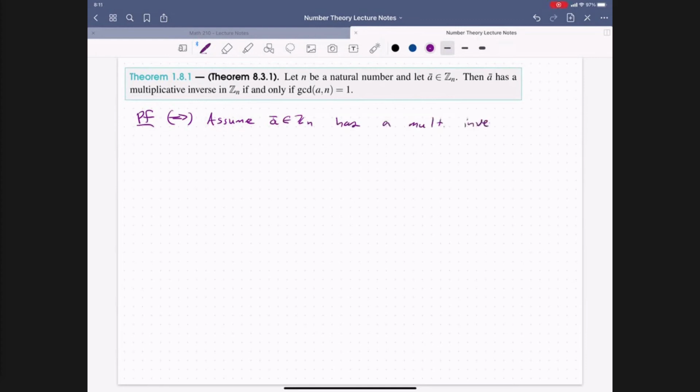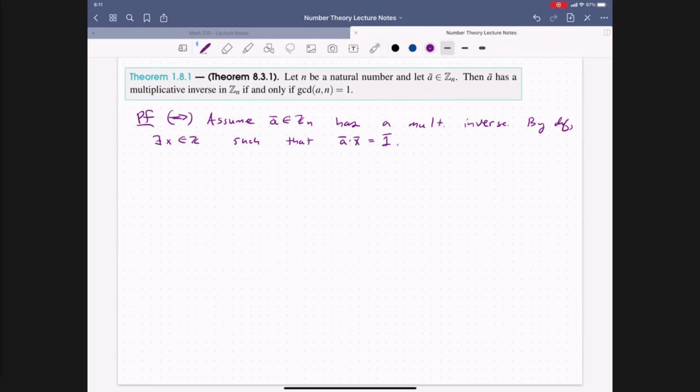So by definition, there exists some number, let's go ahead and call it x in the integers, such that if we take the product of a bar times the congruence class of that integer x, so a bar times x bar, we get back 1. So we have this equation, and now we have to make an observation.